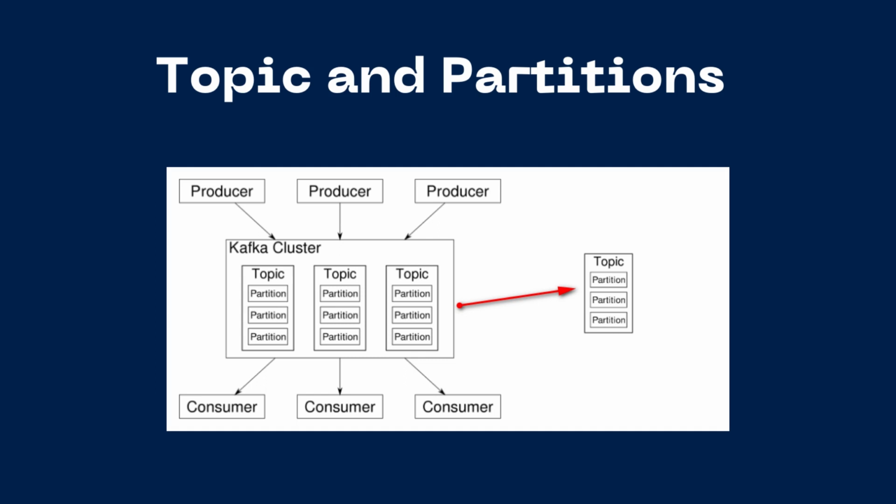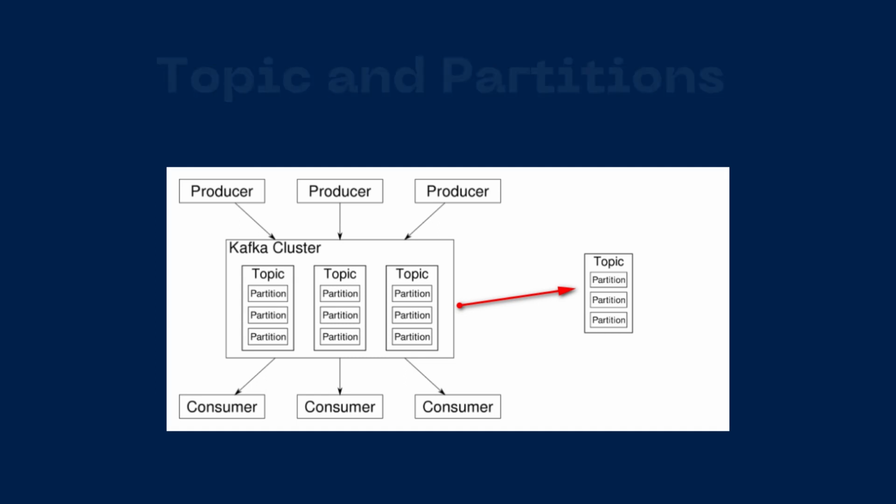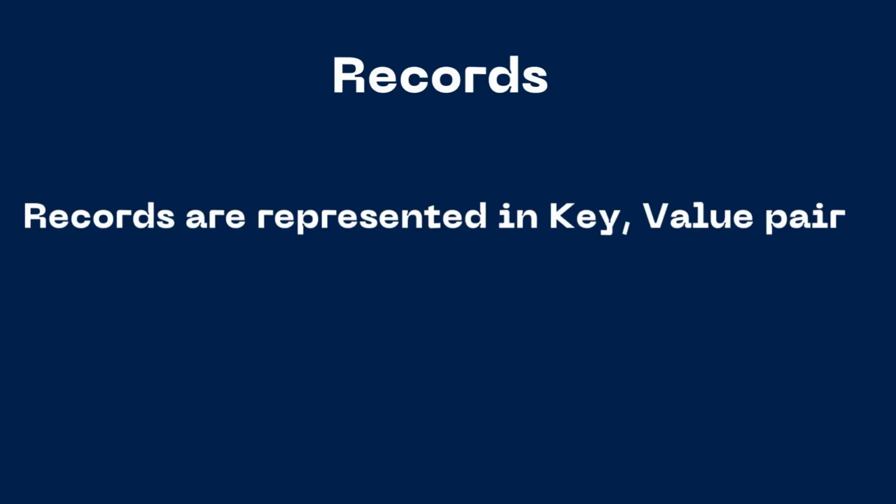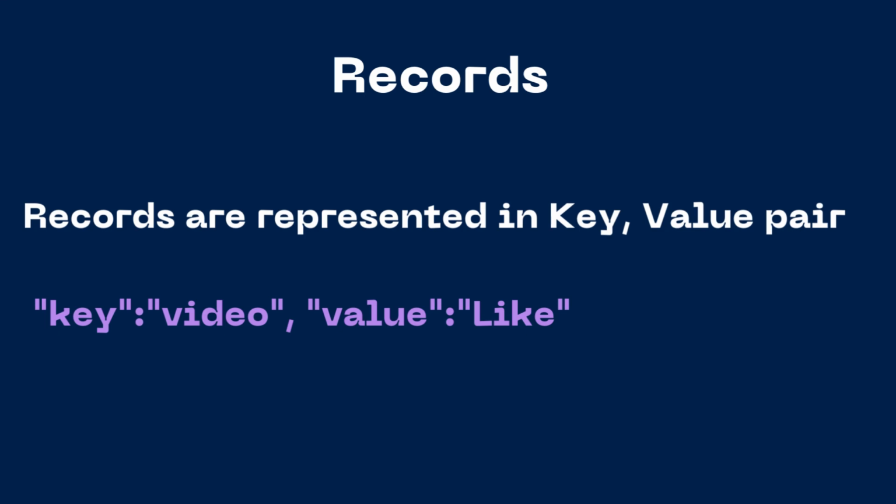Or what is data? What do I mean by data? Well, when I refer to data, I refer to records. And what are records? A record is a message which can be written or fetched from a topic. A record can be in various formats. It can be JSON, it can be CSV, and many, many other formats. And they are represented, as you can see on the screen, by key value pairs. In this case, we have the key of video and the value of like.